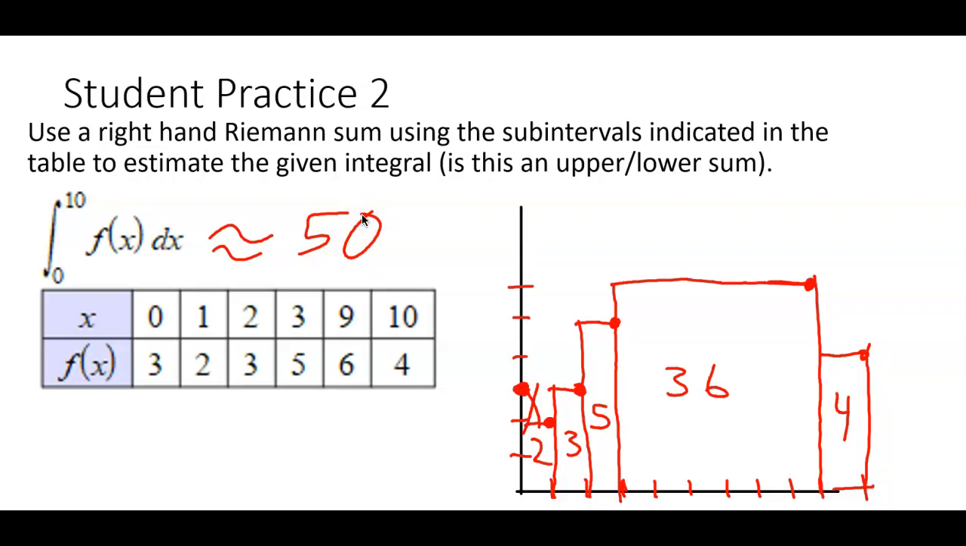Jade, why should I cross this question off? Why would I not ask you if it's an upper sum or a lower sum? What changes? The slope. Very good.